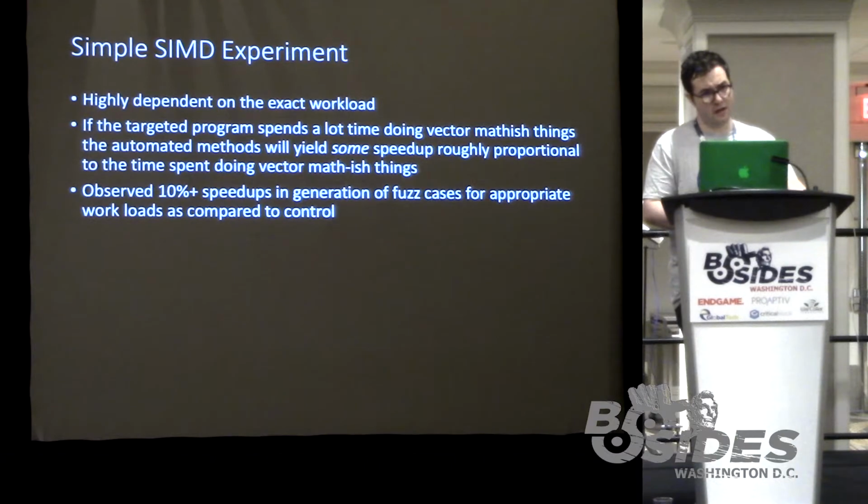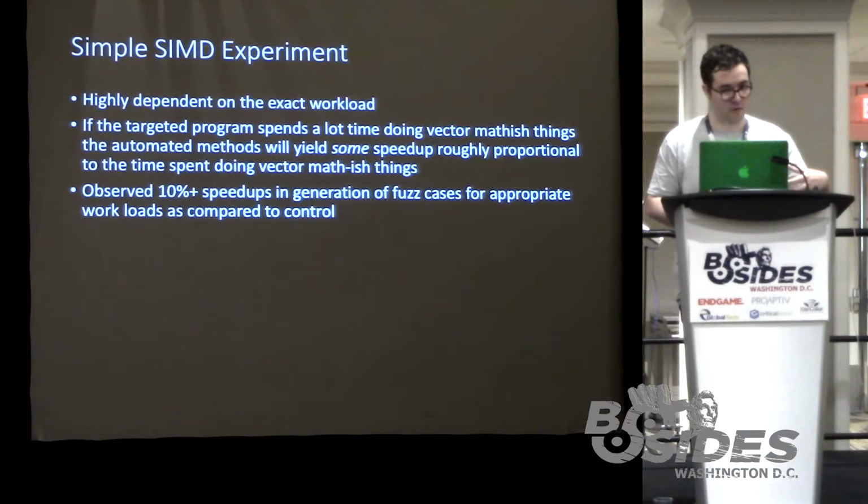In my 3D printing test cases, it really was, because it had a lot of linear algebra. But in something a little more linear, it might not. So in my own tests, and I'm going to give you charts in a second, I observed about a 10% speedup in generations of fuzz cases for appropriate workloads as compared to control.